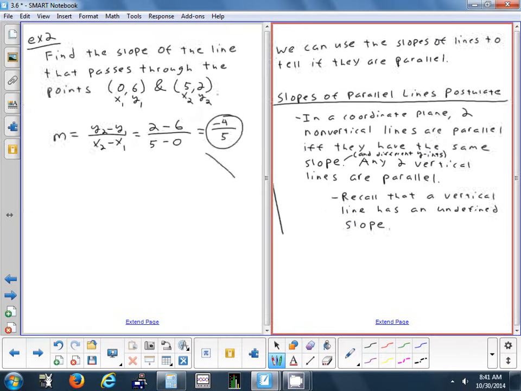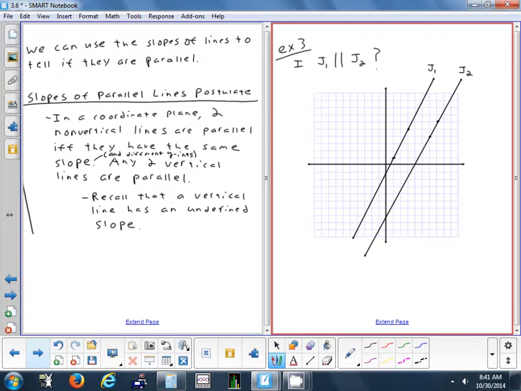All right. So, the question on this one says, is J1 parallel to J2? My picture might not be perfect. It might not be drawn exactly to scale, but these coordinates are. That's 1 point, and that's another point on J1. And now we've got 2 points on J2. This one and this one.